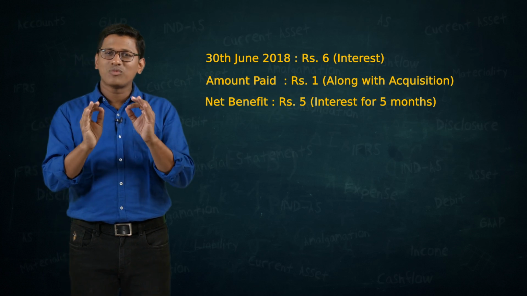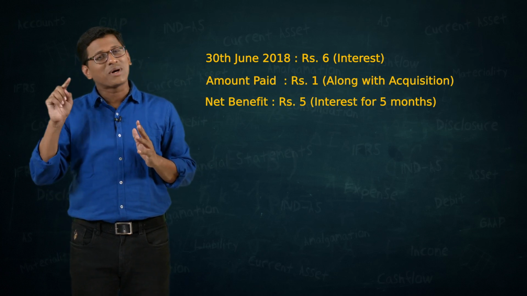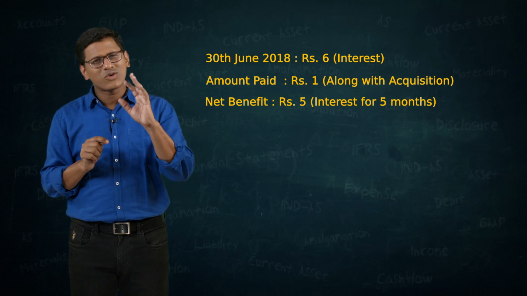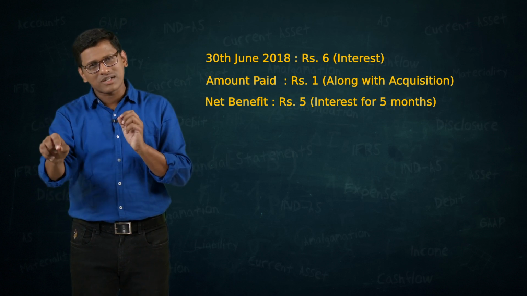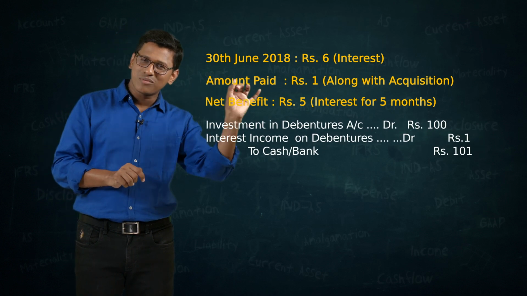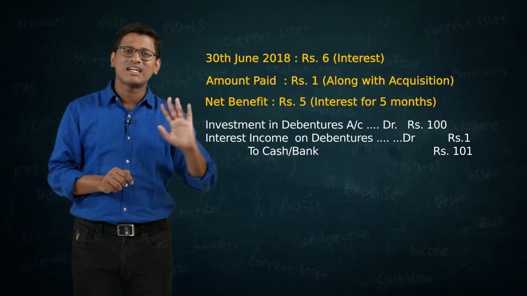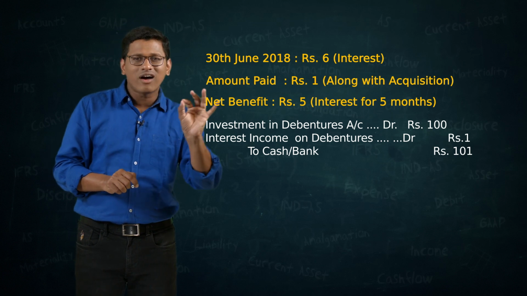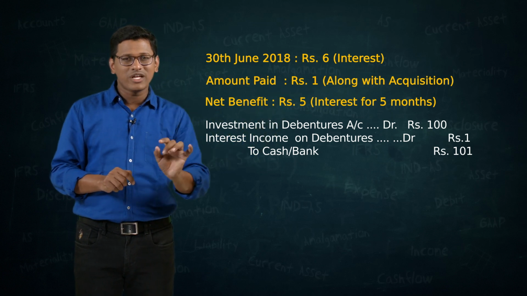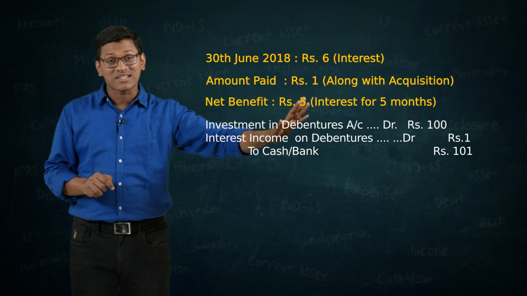Friends, let us now talk about the journal entry. How should we record this? At the time of purchasing the investment, what is the entry we have passed? If we purchased it on 1st of February, investment in debentures account debited, say the principal portion we are paying is 100, you write it as 100, interest on debentures account debited 1 rupee, to cash or bank 101. That is the entry you passed.